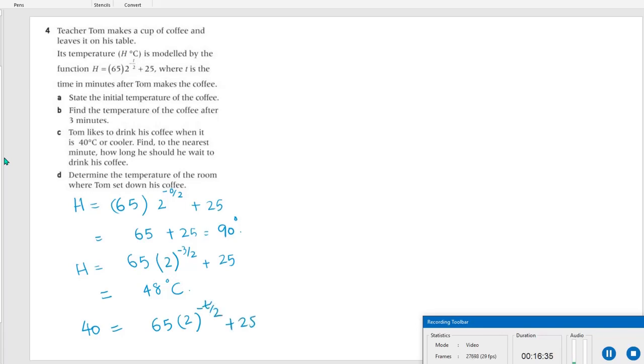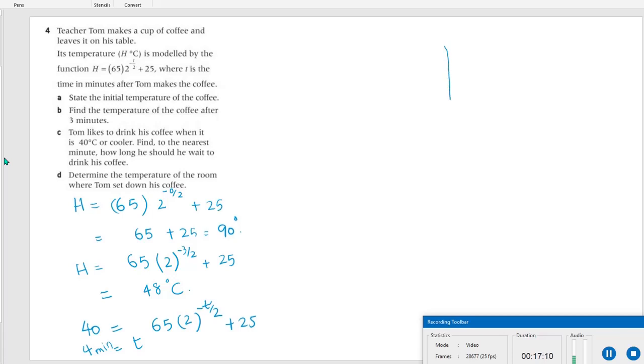Plus 25. Now putting H is equal to 0 and solving for T, we will get T is equal to 4 minutes, because T is in minutes. So it means he has to wait for 4 minutes or later to drink his coffee, to get it cooler till 40 degrees. Determine the temperature of the room where Tom set down his coffee.